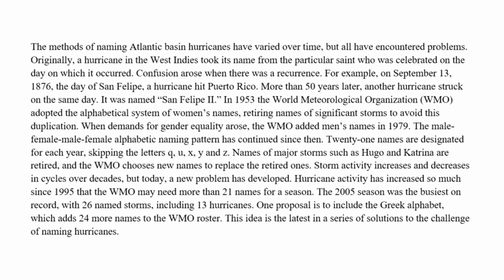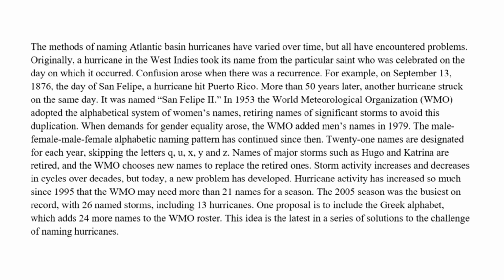The methods of naming Atlantic Basin hurricanes have varied over time, but all have encountered problems. Originally, a hurricane in the West Indies took its name from a particular saint who was celebrated on the day on which it occurred. Confusion arose when there was a recurrence. For example, on September 13, 1876, the day of San Felipe, a hurricane hit Puerto Rico. More than 50 years later, another hurricane struck on the same day. It was named San Felipe II.